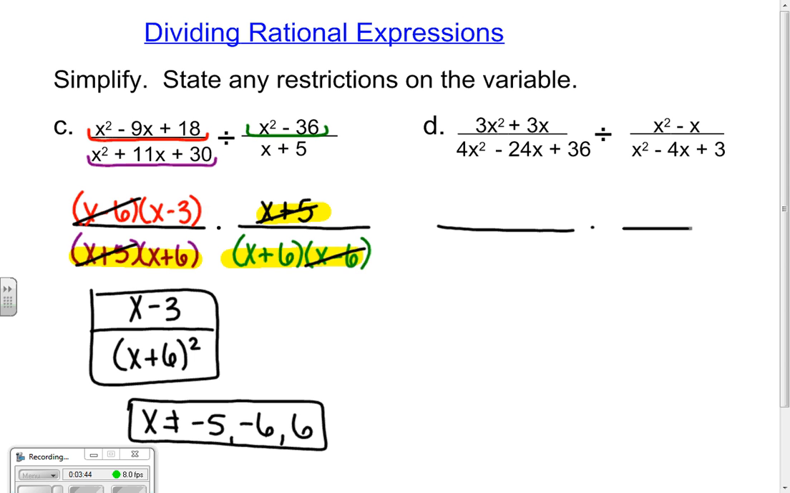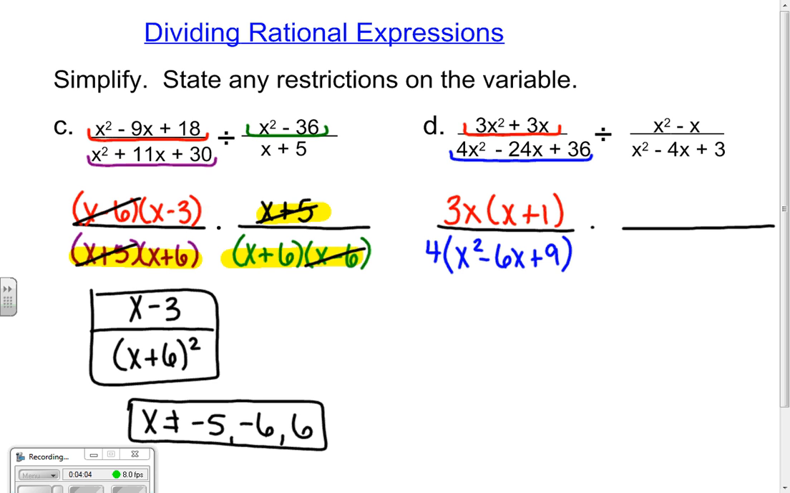Letter D. Change it to a multiplication, which means I'm going to flip that second fraction when I get there. If I factor the top, take out a 3x, I'm left with an x plus 1. Factoring the bottom, we start by taking out a 4. That leaves me with an x squared minus 6x plus 9. X squared minus 6x plus 9 can break up into an x minus 3, x minus 3. I'm going to recopy that 4 just so we can see it.